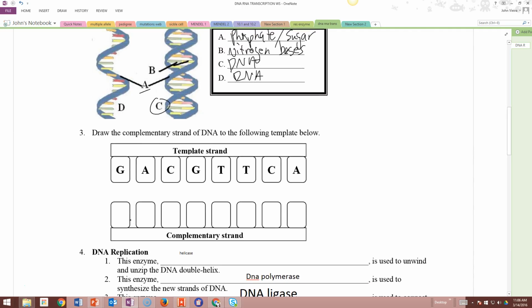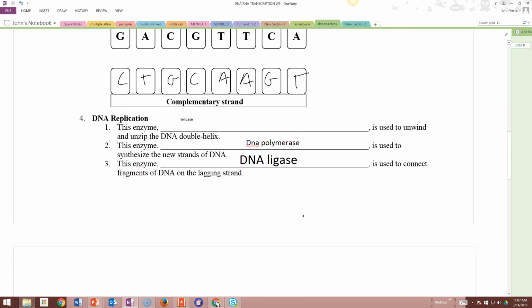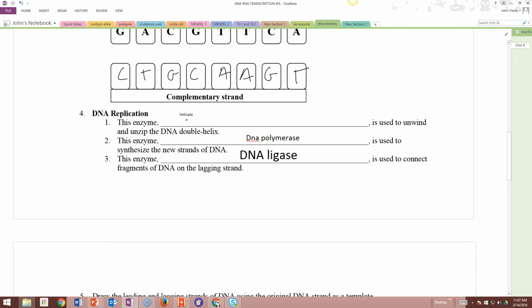When we make a copy of DNA, it's going to be C, T, G, C, A, G, T. The enzyme that unzips it is helicase. The enzyme that makes it is called DNA polymerase, and the enzyme that bonds it together is called DNA ligase.